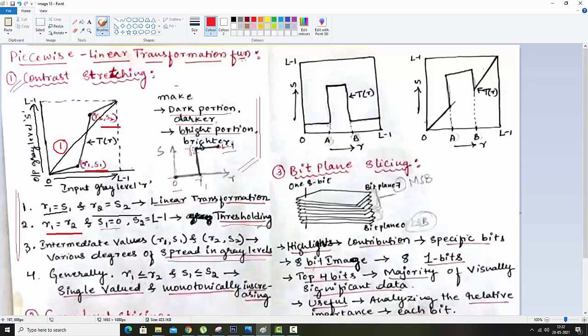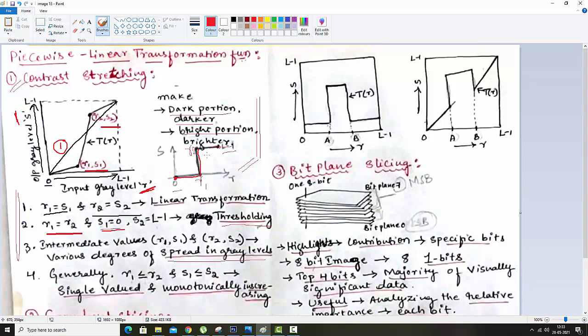Another case is if R1 equals R2. The input value is R and the output value is S. Now if both R1 and R2 are the same, and the S1 value is 0, then R1 and R2 are both the same value on the R axis, or X axis. But what happens is that this occurs as a thresholding.